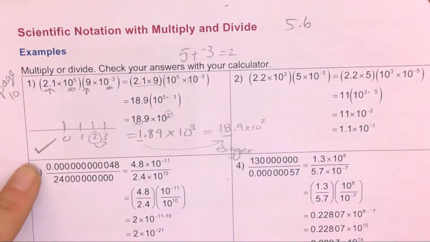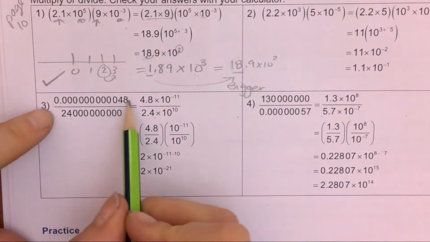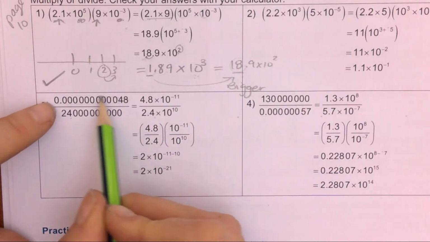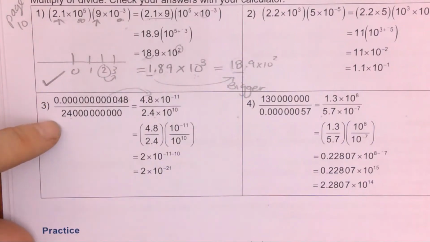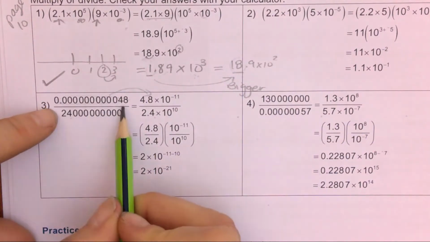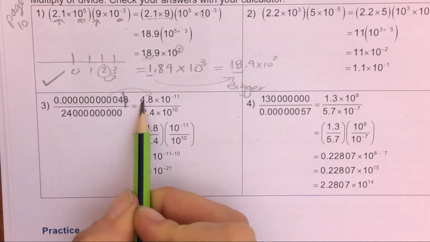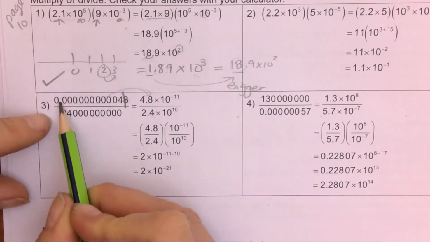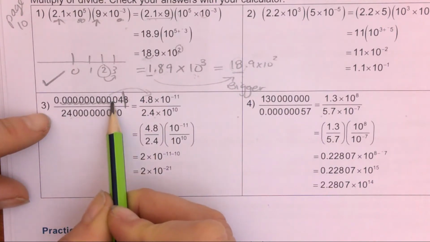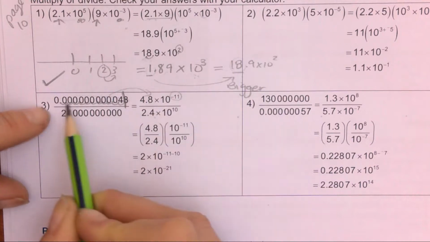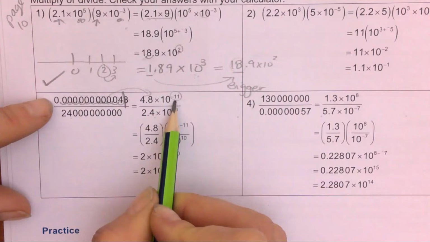Okay, so now let's look at divide. If I have something like this where it says very small number, I change it to scientific notation first. So I have to move the decimal to be here between the 4 and the 8 because 4 will be one digit in front of the decimal. I move it 1, 2, 3, 4, 5, 6, 7, 8, 9, 10, 11 spaces. And because this is a small number, it's going to be a negative here in my exponent.